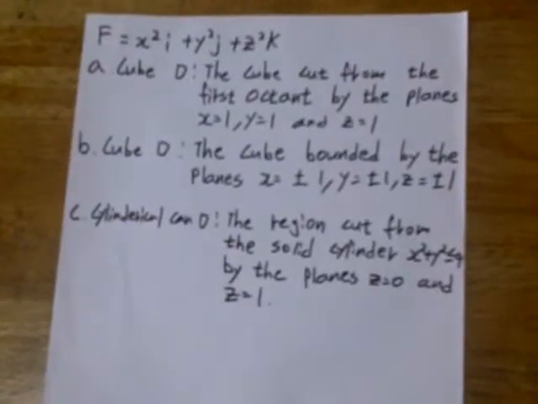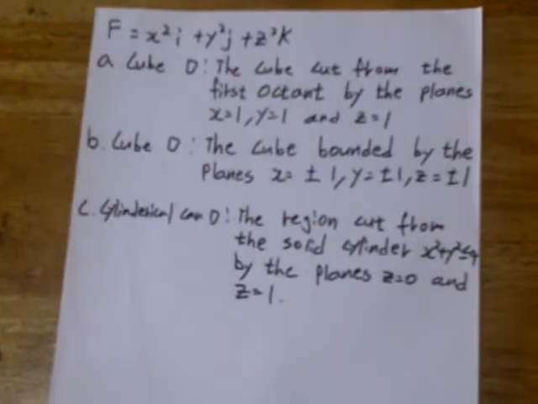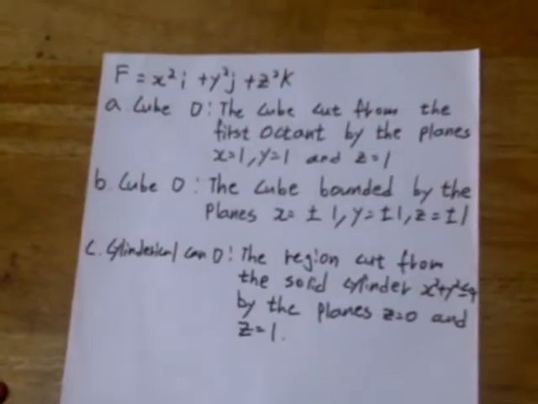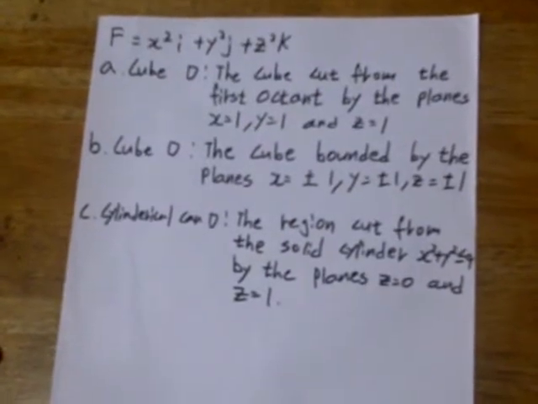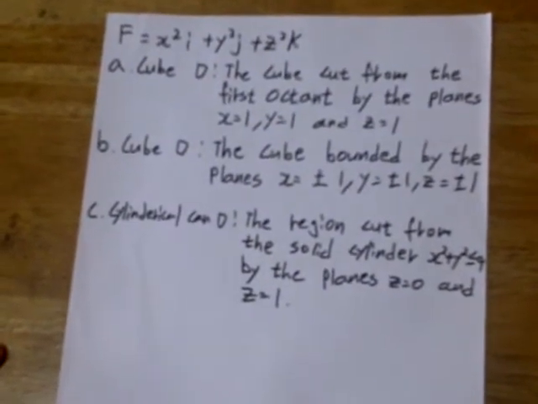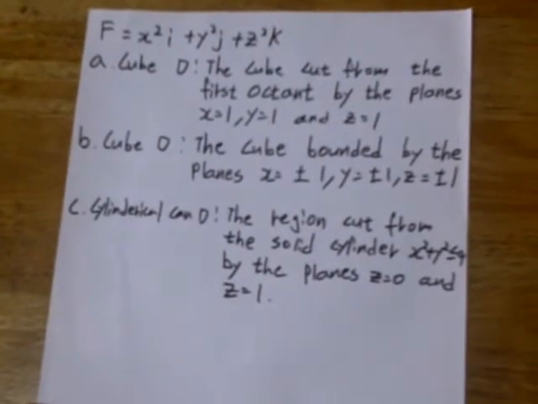Hi, today I'm going to solve the question in chapter 16.8, the divergence theorem and a unified theory. Use the divergence theorem to find the outward flux of F across the boundary of the region D. F equals x squared i plus y squared j plus z squared k.